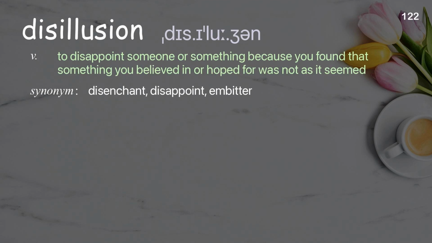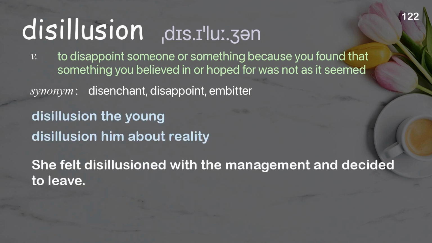Disillusion. To disappoint someone or something because you found that something you believed in or hoped for was not as it seemed. Examples: disillusion the young, disillusion him about reality. She felt disillusioned with the management and decided to leave.